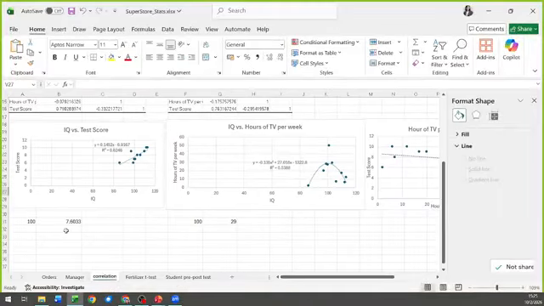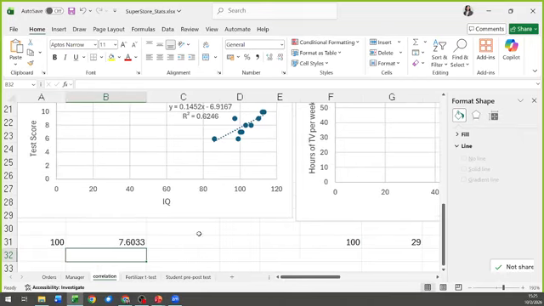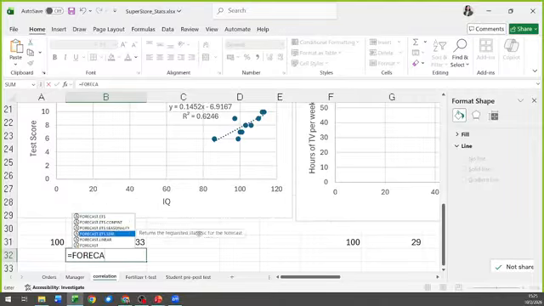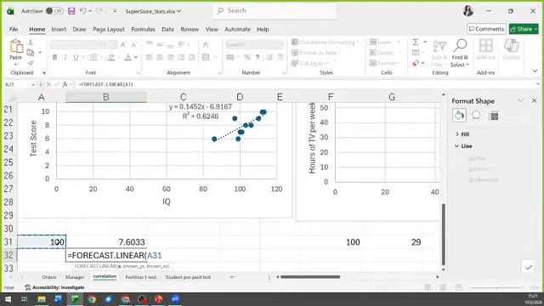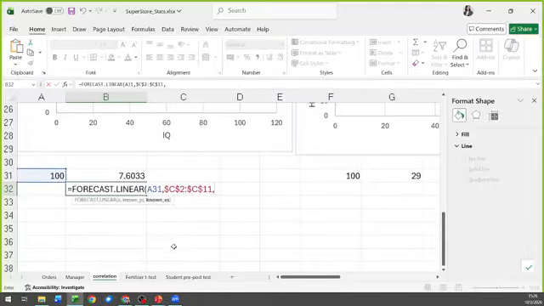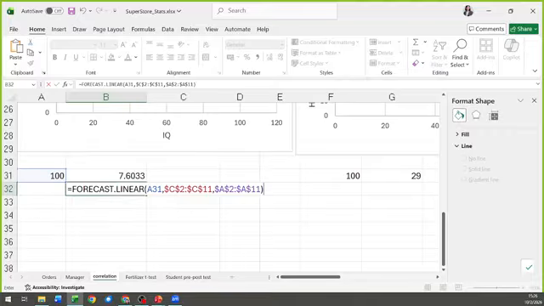Okay. Forecast equals FORECAST.LINEAR. Okay, X is 100. Let's say known Y is test score, right? So known Y is here, F4. Known X is IQ, okay, F4, right?